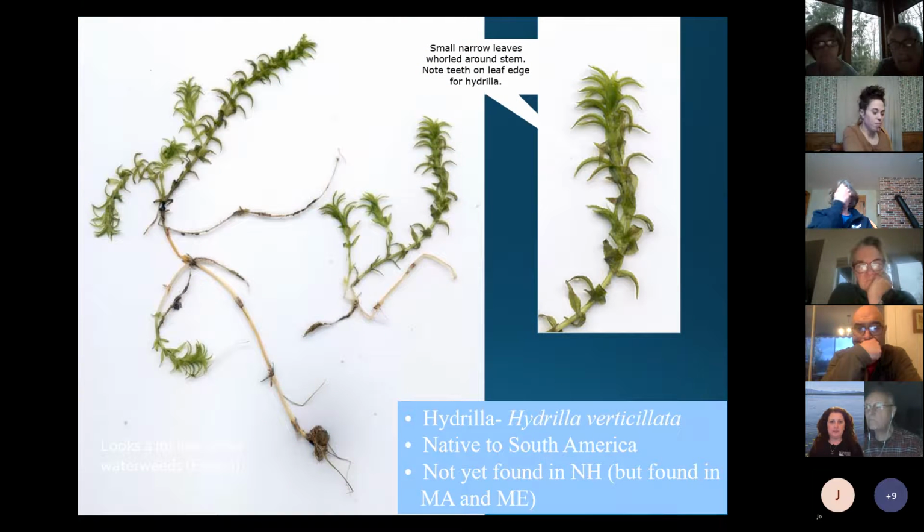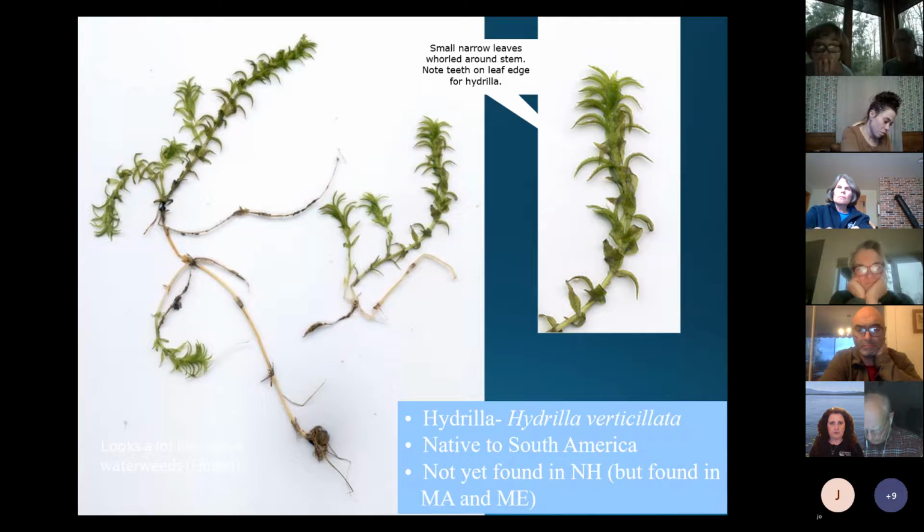Hydrilla, this one is the one that I mentioned that you guys should really be on the lookout for. Not in New Hampshire yet, but it is moving throughout the entire Northeast region and actually across the US. Hydrilla looks a lot like the waterweed, but remember the waterweed has leaves in 3 around the stem. If you were to count the individual leaves of this one, it has 4 or more leaves.